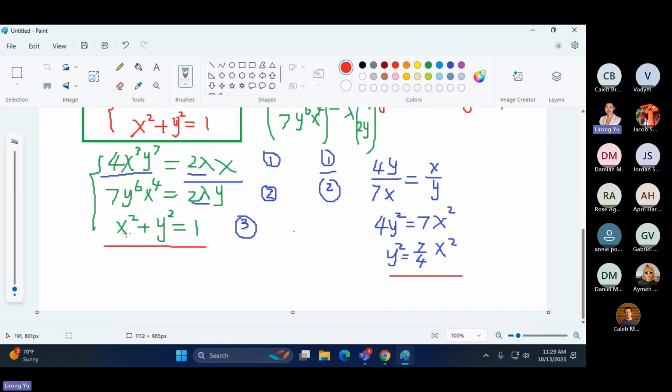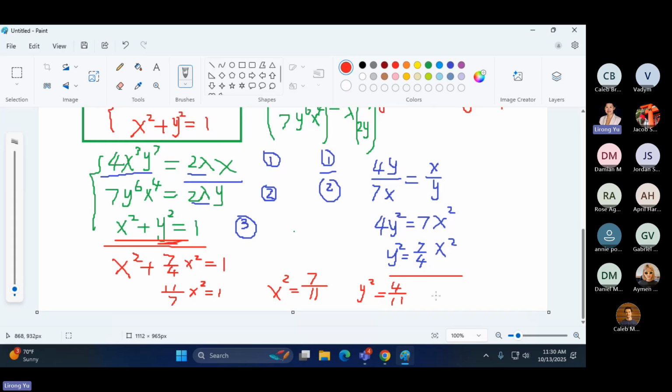So we substitute the y squared into the third equation, which will give x squared plus 7/4 x squared equals 1. So 1 plus 7/4 is 11/4, so 11/4 x squared equals 1. So x squared equals 4/11. And therefore y squared, since they add up to 1, y squared equals 7/11.